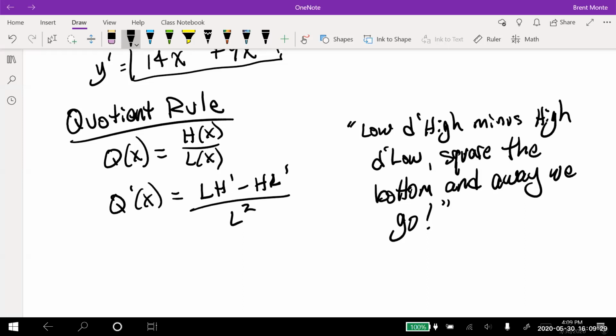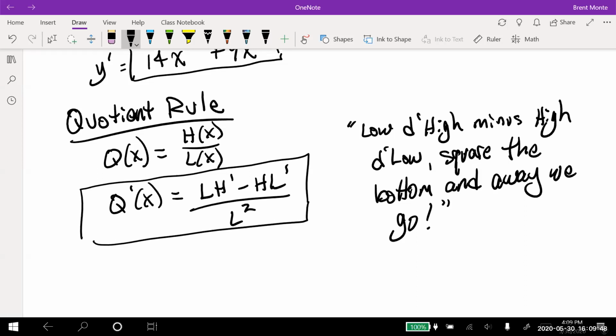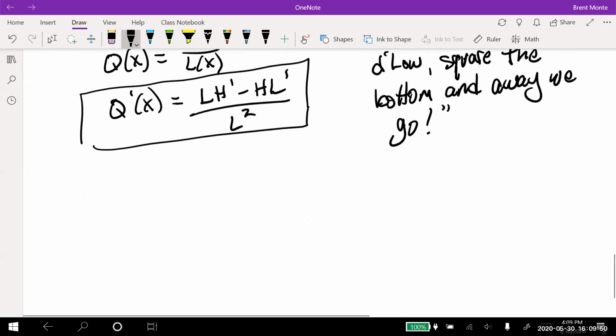But I think that'll help real well. Students typically like that little saying because it makes sense to them. I mean, maybe it doesn't make sense why we do it, but it is definitely pretty easy to remember. So low D high minus high D low, square the bottom, and away we go. All right, so that, and I'll box it here, that's my quotient rule. And let's try one of these.